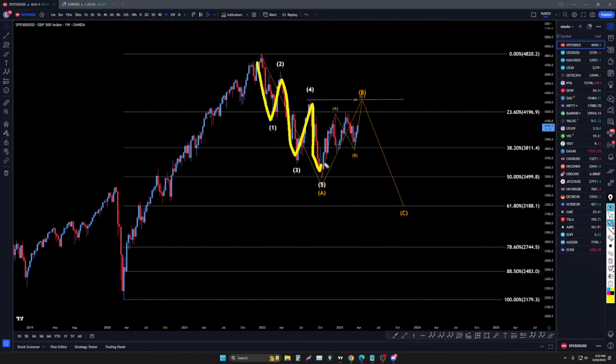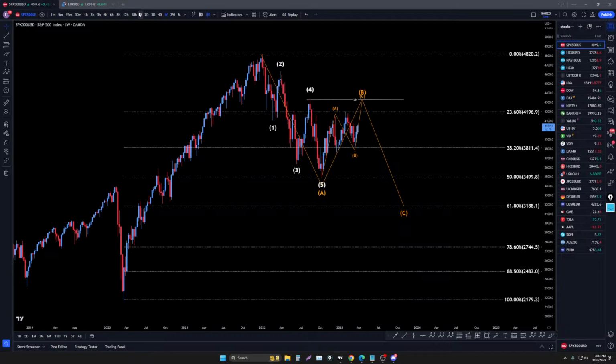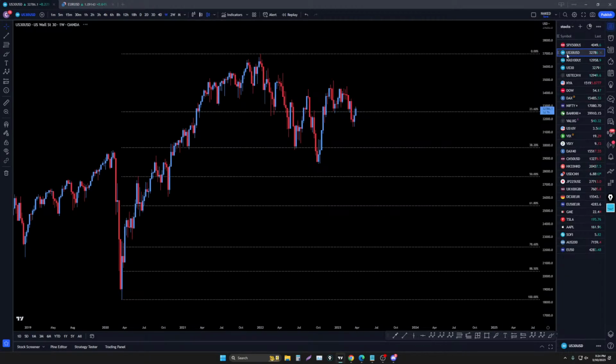1, 2, 3, 4, 5 wave A, 3 waves down for the B, and then up for the C. Probably take out the high of wave 4. Then I think it's going down to about the $3,100 area to finish a C before we go back into a bull market. So let's see, is the US 30, which is the one you requested, the same as the S&P? Yeah, it pretty much is the same.